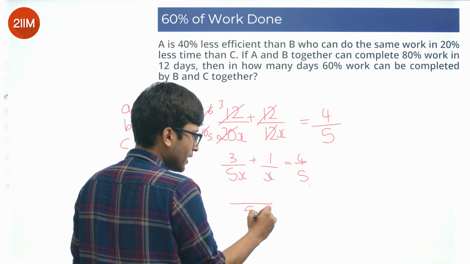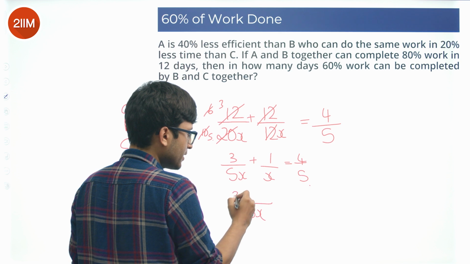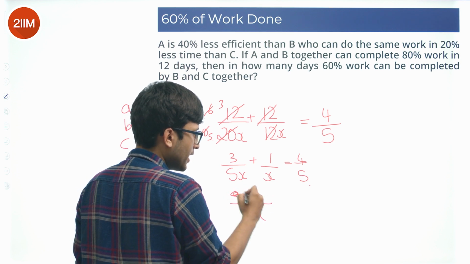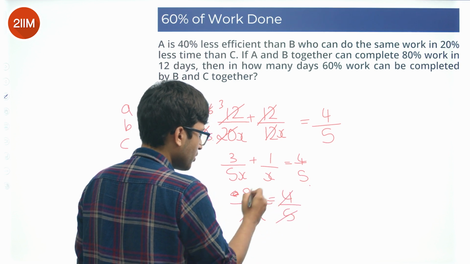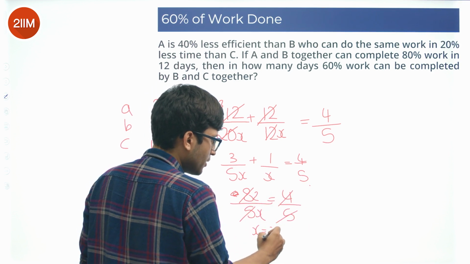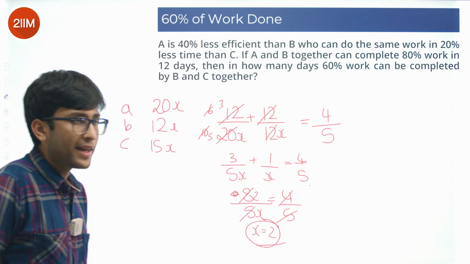This is equal to 5x, and then 3 plus 5, which is equal to 8. This is equal to 4 by 5. 5 gets cancelled out, 4, 2. So x value is equal to 2. Perfect. X value is equal to 2.